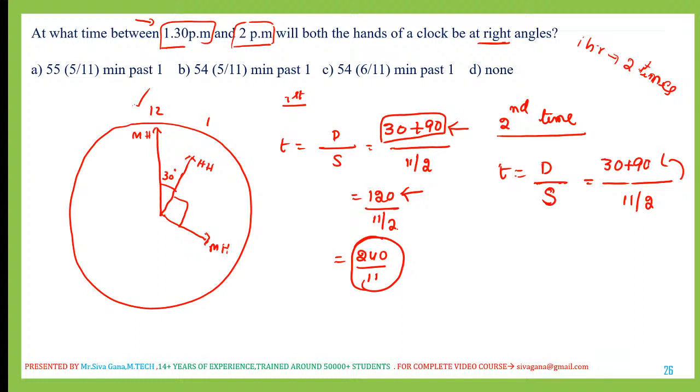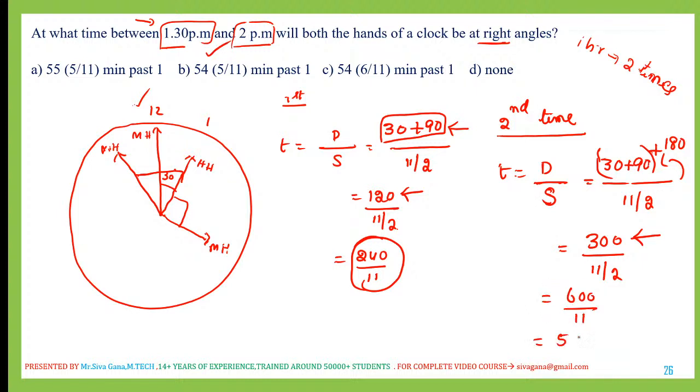The next perpendicular structure is definitely in this position of the minute hand, which means for the second-time perpendicular, how much extra has to be covered? 180. 30 plus 90 for the first perpendicular, plus 180 will give the second-time perpendicular. 30 plus 90 is 120, plus 180 is 300. 300 divided by 11/2, which means if the minute hand covers an extra 300 degrees than the hour hand, the second-time perpendicular happens. This is 600 divided by 11.